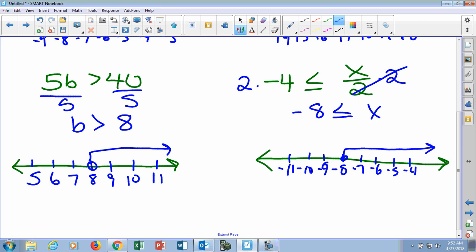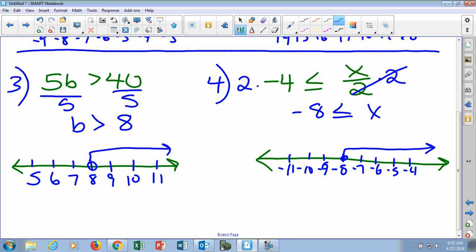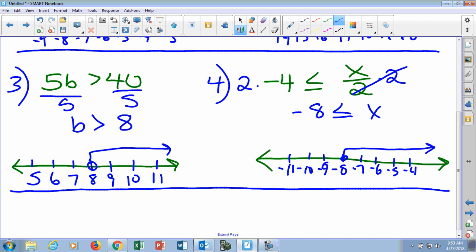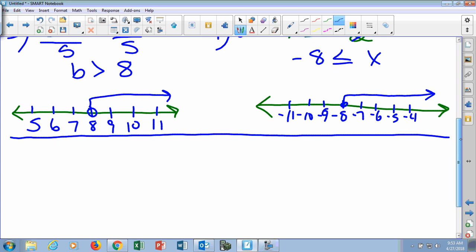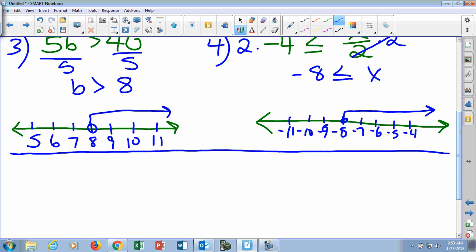All right, you ready for your last two? Yeah. Here, so let's number these. So this was number 4. This was number 3. Up top was 1 and 2. All right. So here, let's just separate them. All right, we're going to extend the page here. Hold on, I'll go back up just so you can get it. Okay, here are your last two problems.